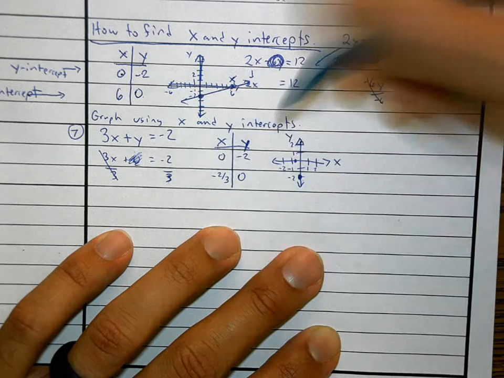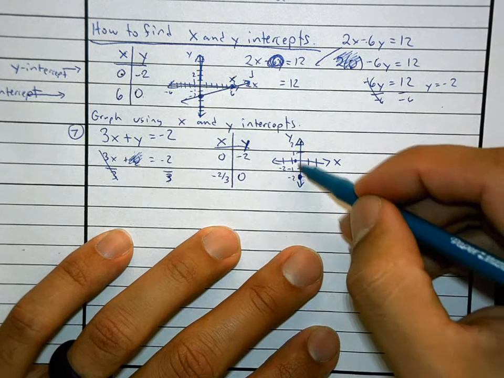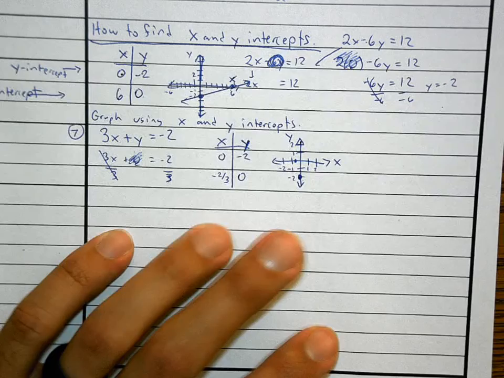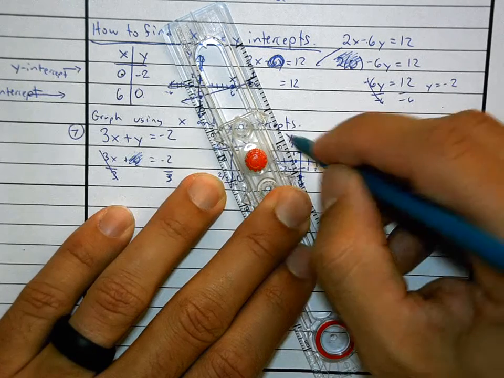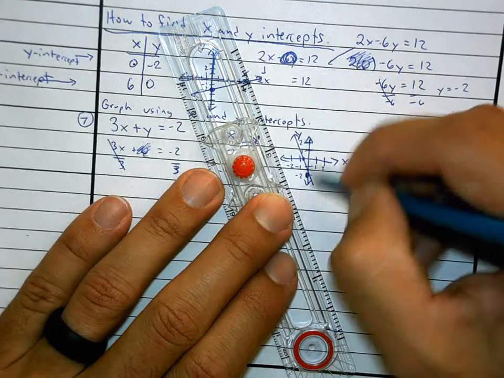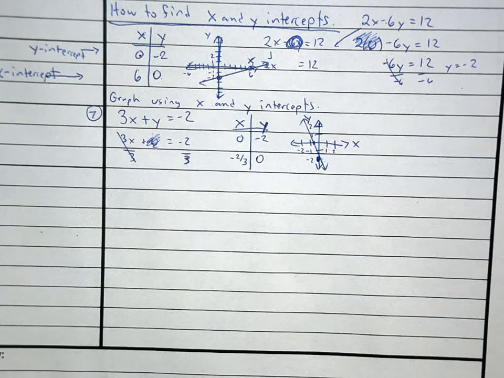When you have your x-intercept and your y-intercept, you'll be able to take your ruler and graph it. And that's as much work as I want you to do.